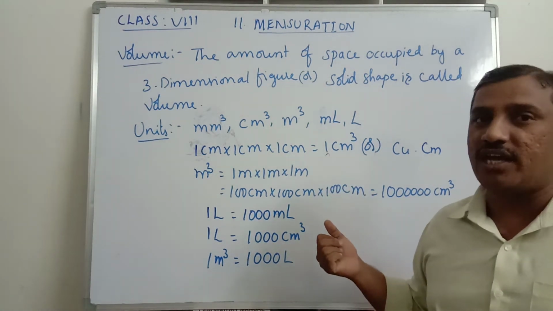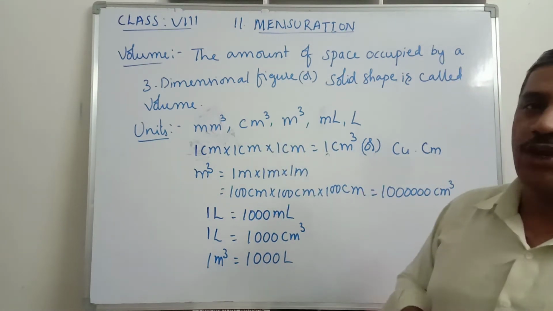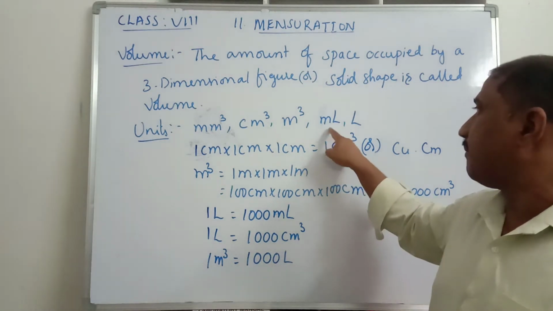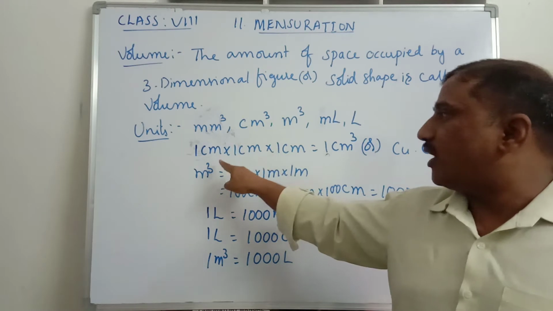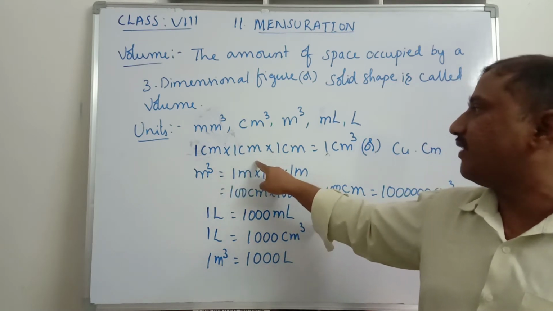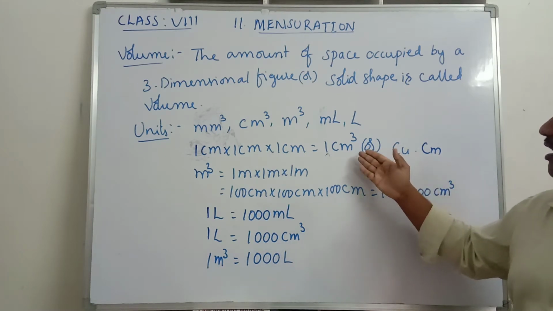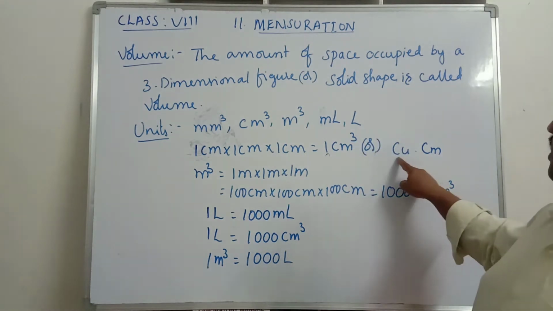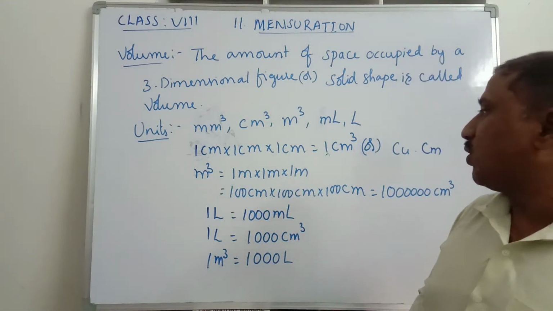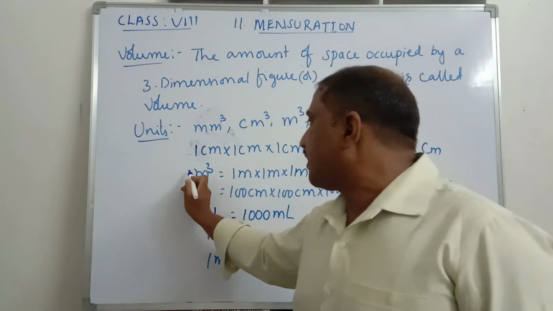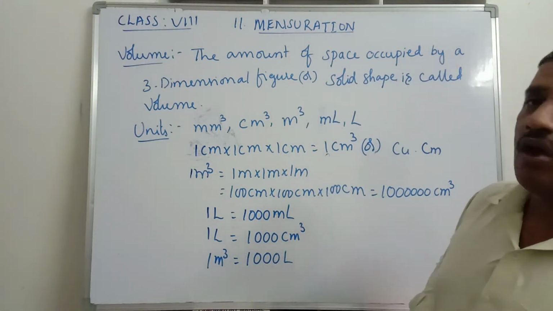We have the cubic units, that is millimeter cube, centimeter cube, meter cube, even milliliters and liter. So 1 cubic centimeter means it is 1 centimeter length, 1 centimeter width and 1 centimeter height. That is 1 cubic centimeter or 1 centimeter cube. Now what is 1 meter cube? 1 meter into 1 meter into 1 meter. That is length is 1 meter, breadth is 1 meter and the height is also 1 meter.